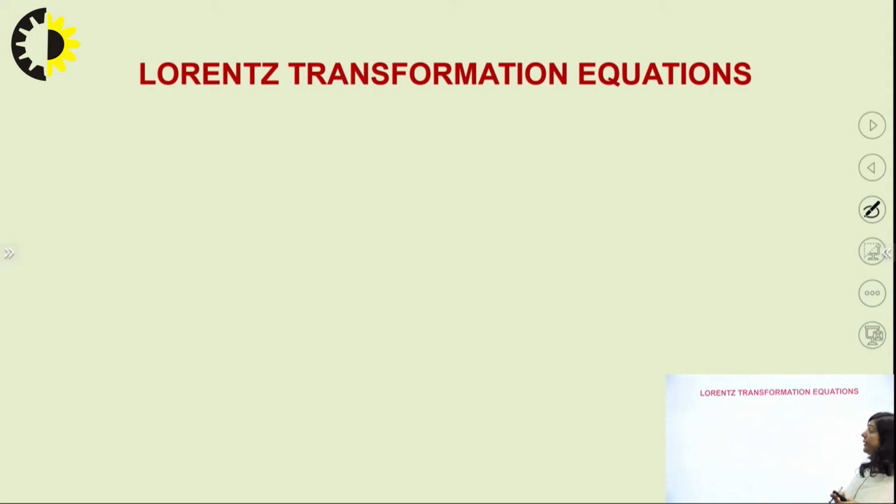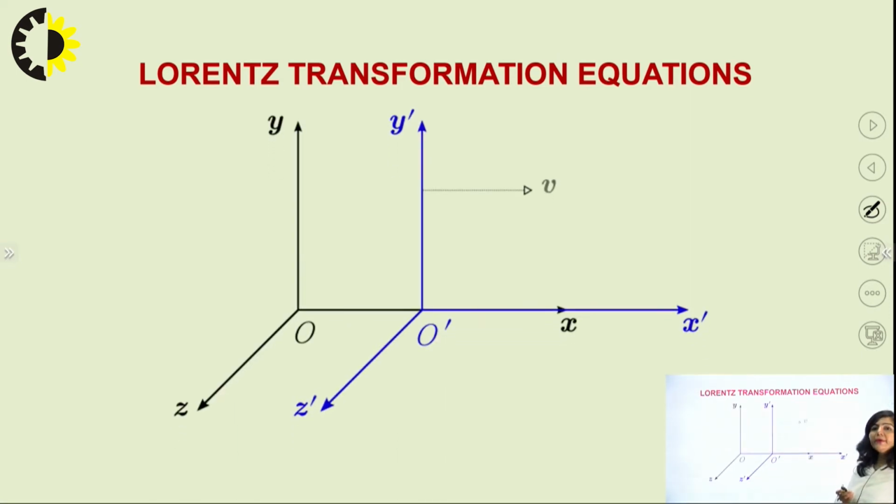Now, in order to understand these equations, again you have to take 2 inertial frames. So what we have here? We have 2 inertial frames. As you took 2 inertial frames in the Galilean transformation equation, you have a similar case here. Suppose the first one is your frame S and the second one is S dash. These are your 2 inertial frames, S and S dash.